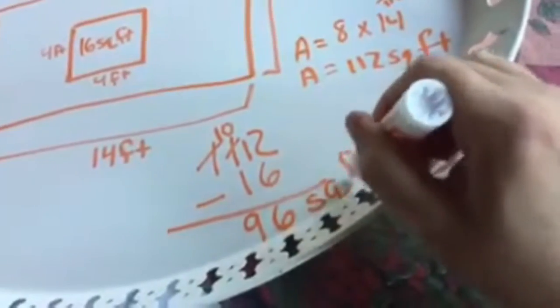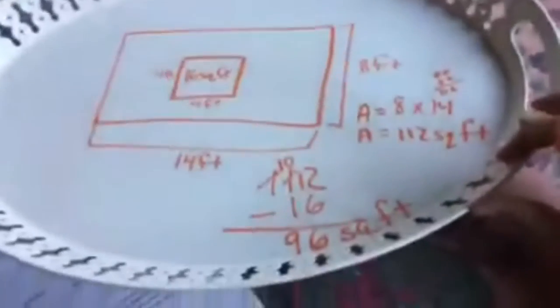96 what? 96 square feet. That's how much fancy wallpaper I need for this new room. That was number 2 for 13.5.